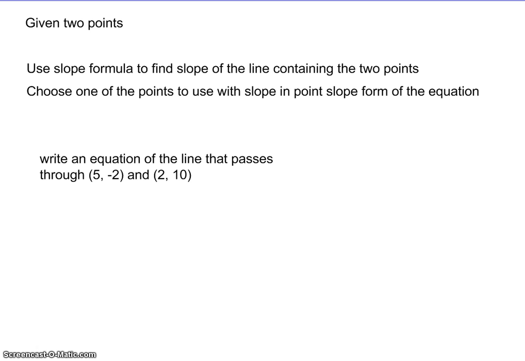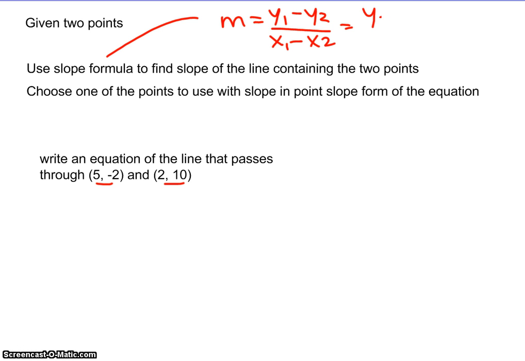All right, there are going to be times when you're given 2 points. In this example, it's going to be (5, -2) and (2, 10). I'm going to start out by using my slope formula. Whether you go 1 minus 2 or 2 minus 1, I don't care, as long as they're set up correctly and the y's are on top. So I'm going to find the slope of this line, because even if I use slope-intercept form, I need my slope. If I use point-slope form, I need my slope.